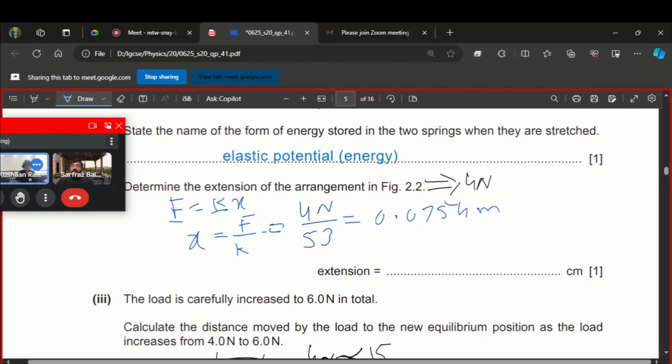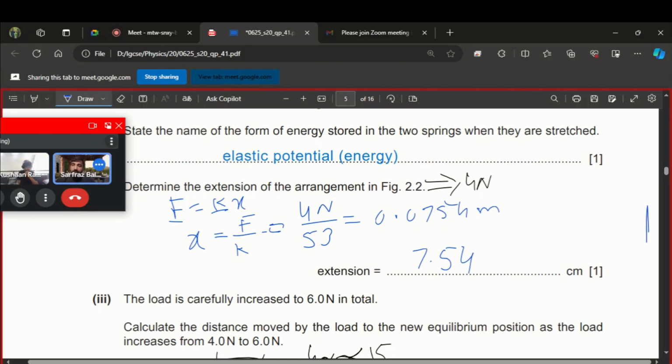Okay, I am saying that our answer is 0.0754 meter. But he is asking the question in centimeters. Then what will the amount be in centimeters? From meters, to get into centimeters, you multiply by 100. Yes, it will be 7.5 centimeters. Is it okay? Yes, sir.